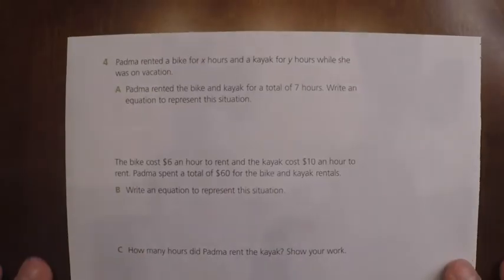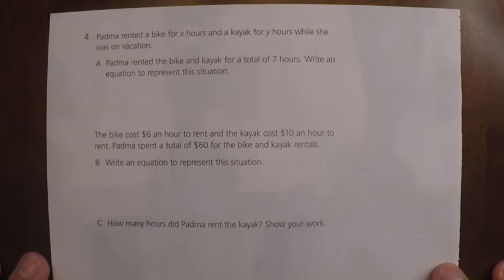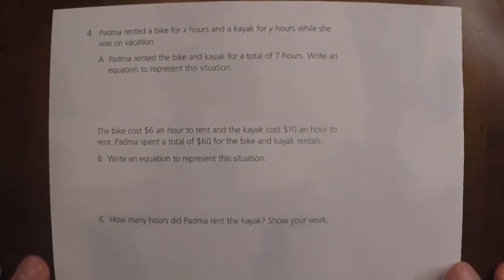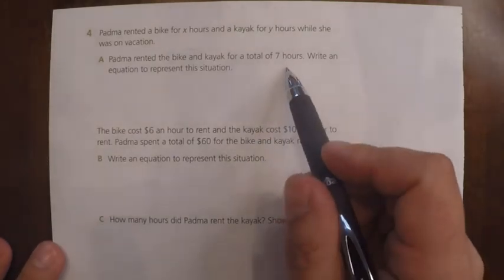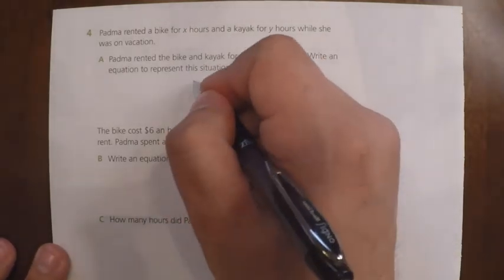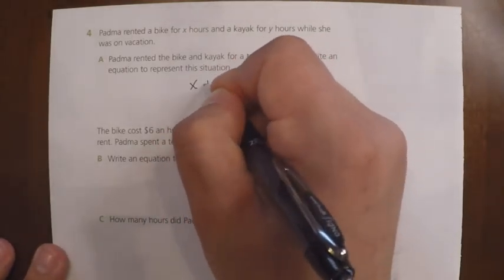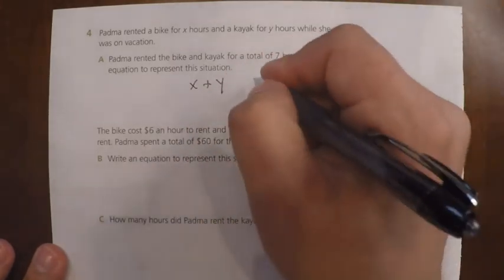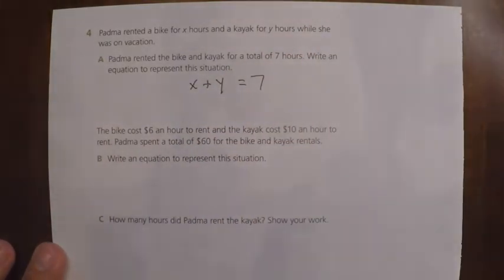All right, moving on to question 4. So question 4 says that Padma rented a bike for X hours and a kayak for Y hours while she was on vacation. Padma rented the bike and kayak for a total of 7 hours. Write an equation to represent this situation. So now we're getting into writing equations. Our first equation here, if we want to find the total number of hours, we take the hours she rode the bike, so X, plus the hours she rode the kayak, Y, and that equaled 7.